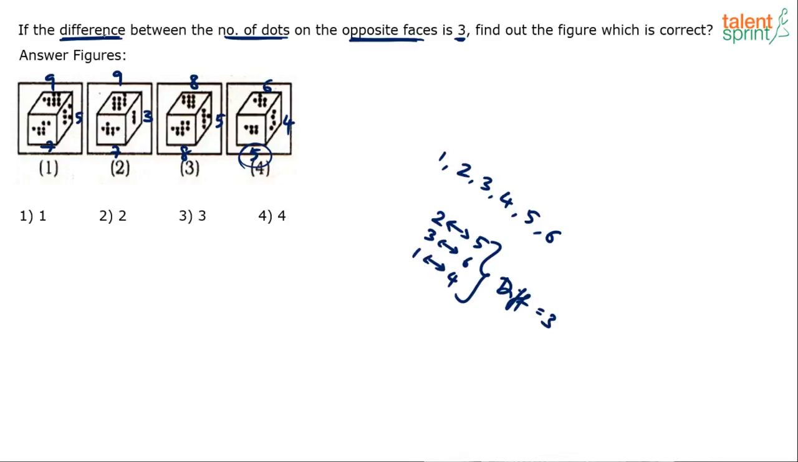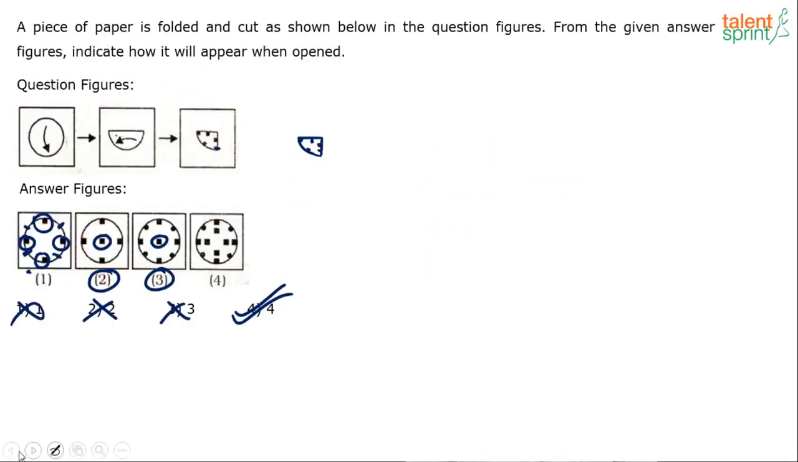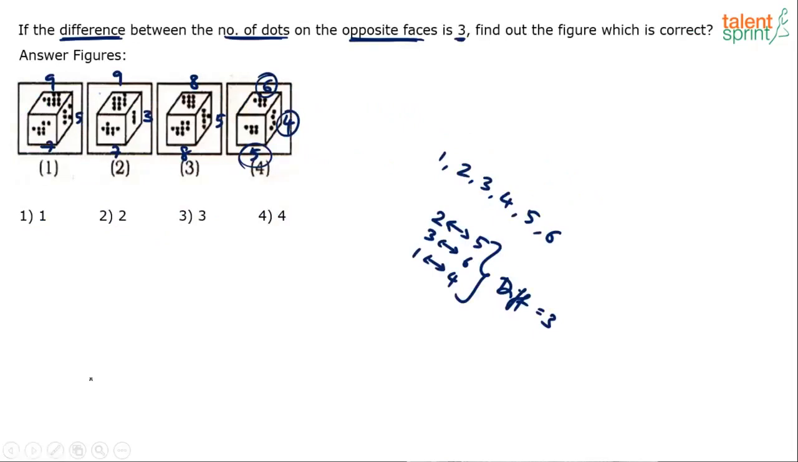The difference between the number of dots on the opposite faces is 3. So 6, 4, 5 are shown, meaning the opposite faces 3, 1, 2 are not shown, right? So option 4 looks like the correct one. These are not standard dice. First of all, options 1, 2 and 3, these are not standard dice.